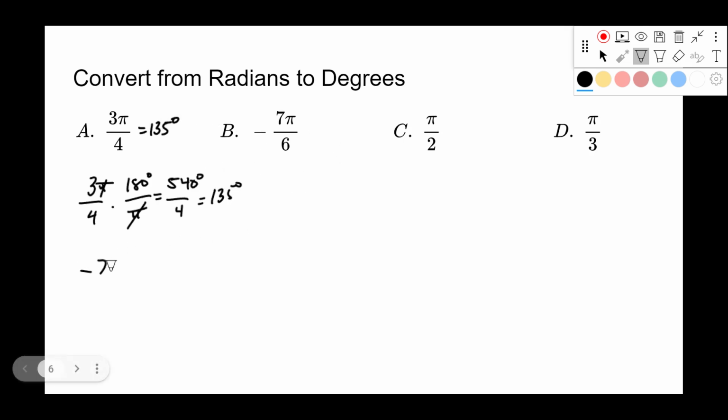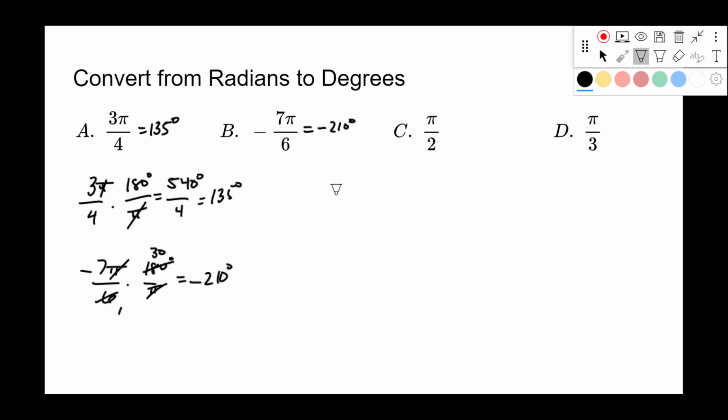Negative 7 pi over 6. We're going to multiply by 180 over pi. Cross the pi's out. So that's going to be, let's actually cross cancel. 6 goes into 180, 1. 6 into 6, 1. 6 into 180, 30 times. Negative 210 degrees.